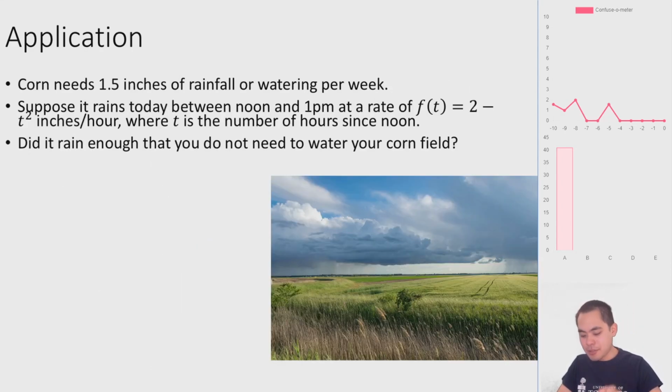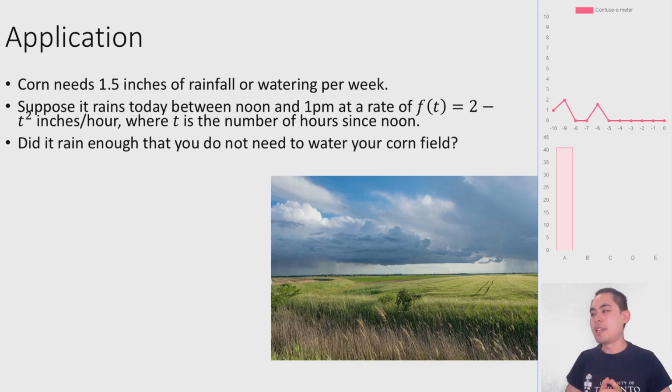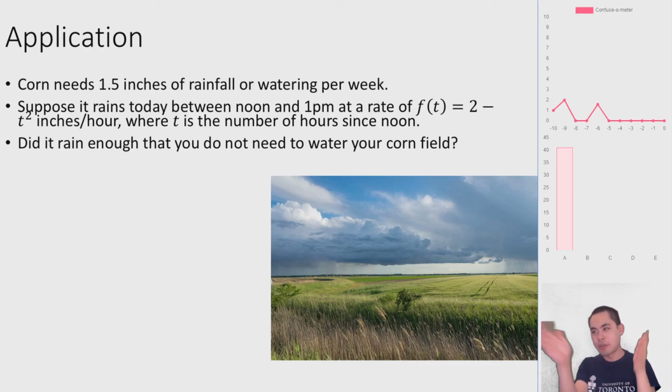Okay, so having said that, let me give you guys a problem. Corn. So, I am from the state of Indiana in the United States. We grow a lot of corn. One of the things that corn needs is about 1 to 5 inches of rainfall or watering per week. Now, suppose that it rains today between noon and 1 p.m., so the rain's about to stop, at a rate of f of t equals 2 minus t squared inches per hour, where t is the number of hours since noon. So did it rain enough that you do not need to water your cornfield this week?